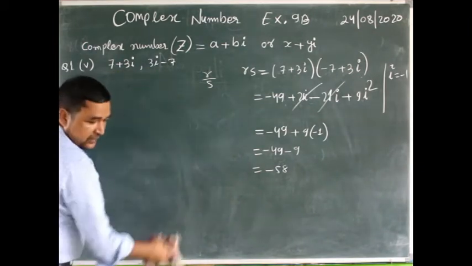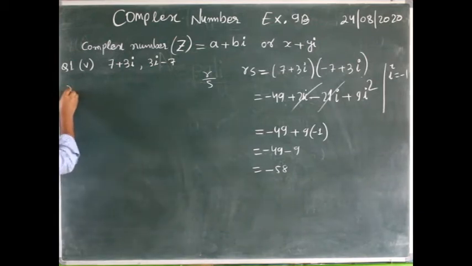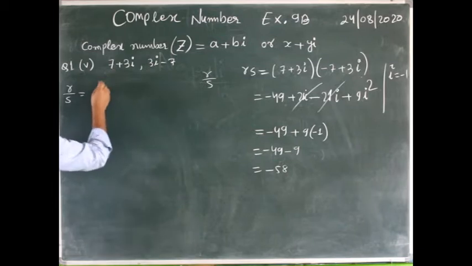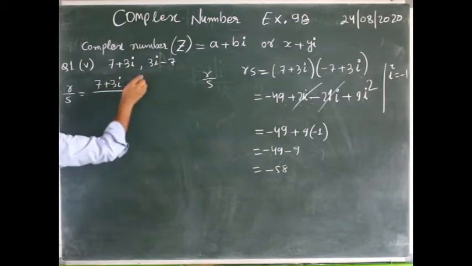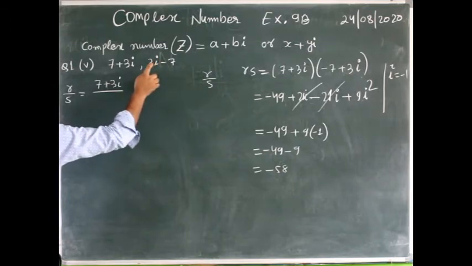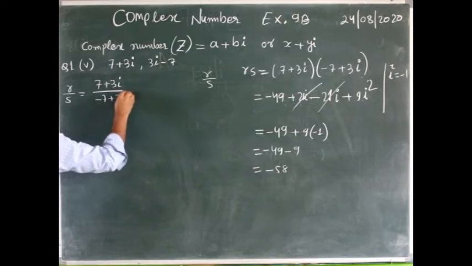Now the question asks to find r divided by s. This is the value of r: 7 plus 3i. Then the value of s is minus 7 plus 3i.